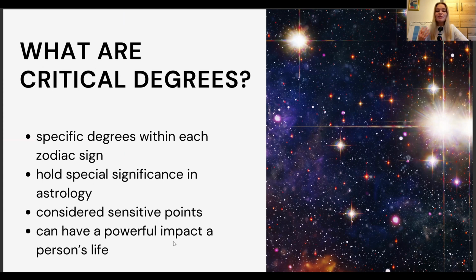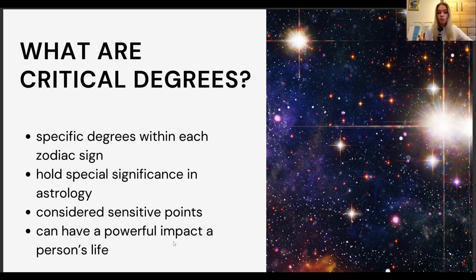They are specific degrees within each zodiac sign, and they hold a really significant meaning in astrology. Now, these degrees are considered sensitive points, and they can have a very powerful impact upon our lives. And critical degrees are believed to truly intensify the energy and influence of the planet, angle, or point located at that degree. They can indicate significant events, turning points, or perhaps they can also heighten experiences in a person's life.